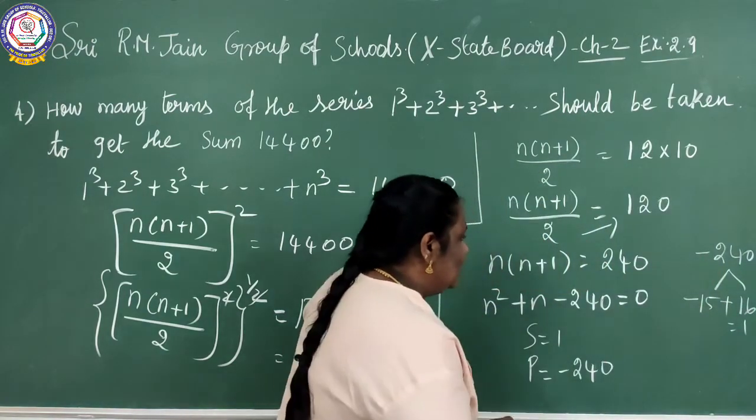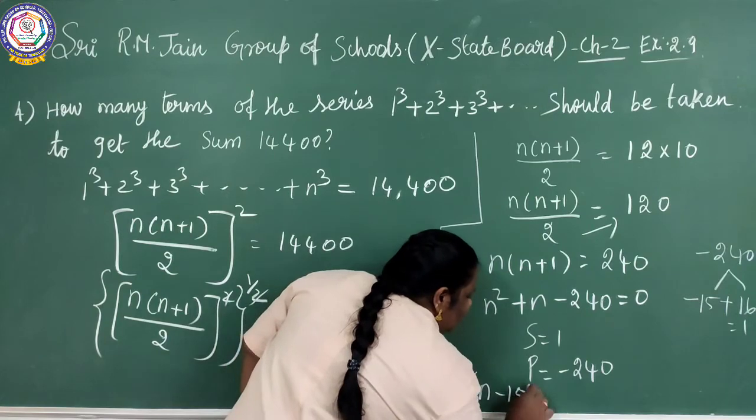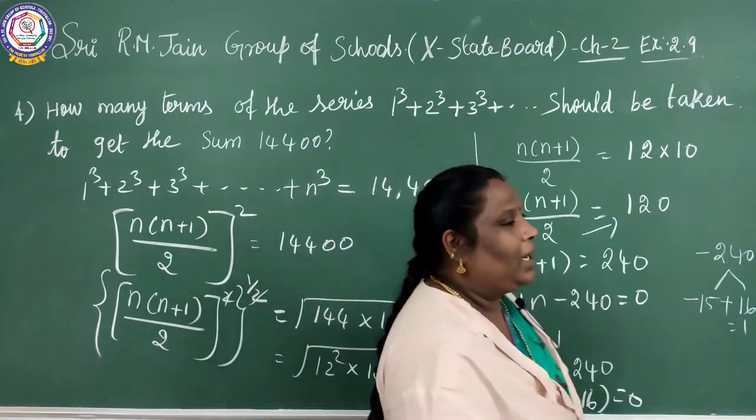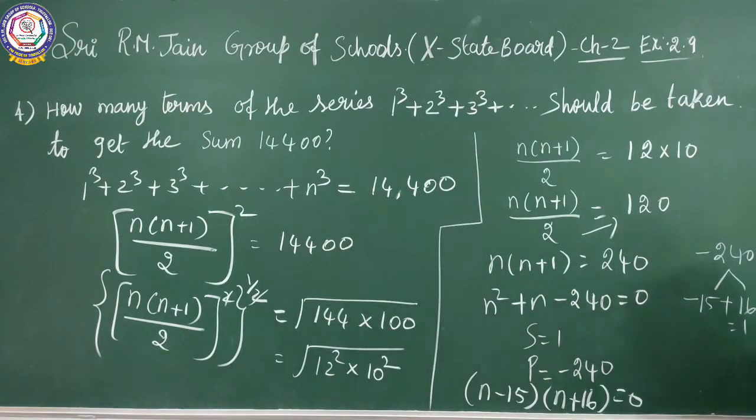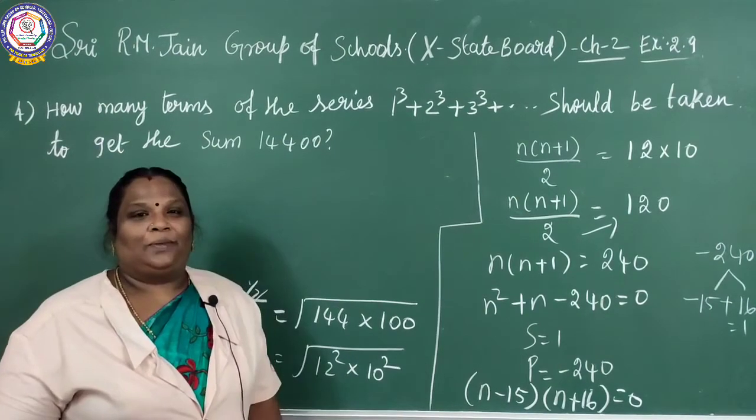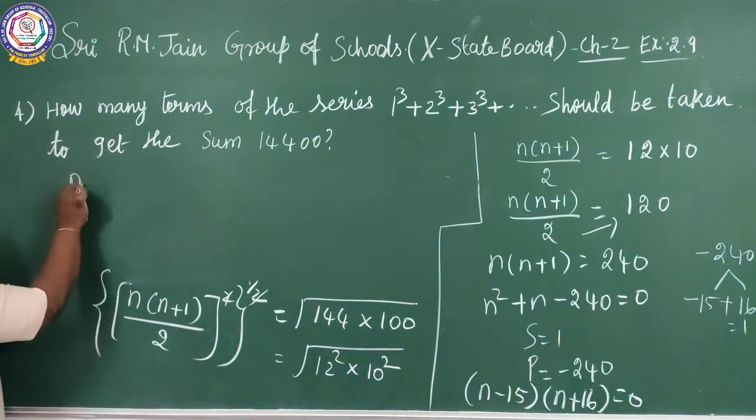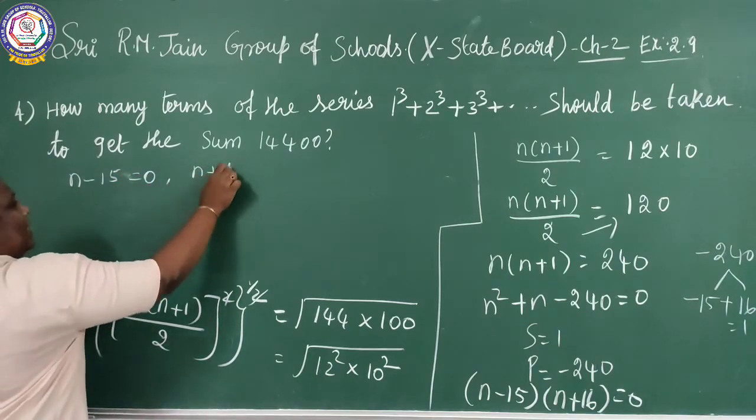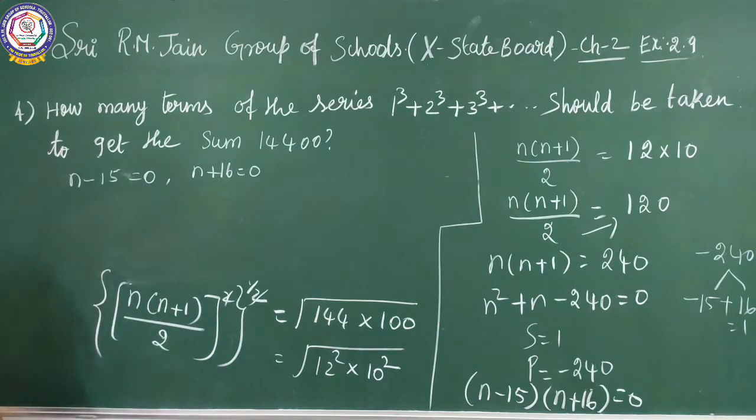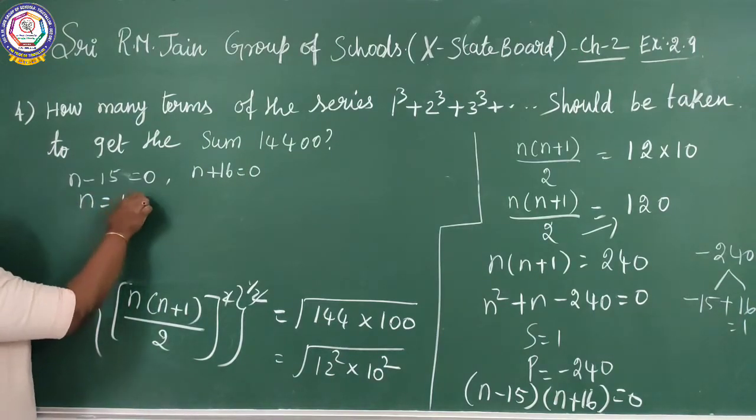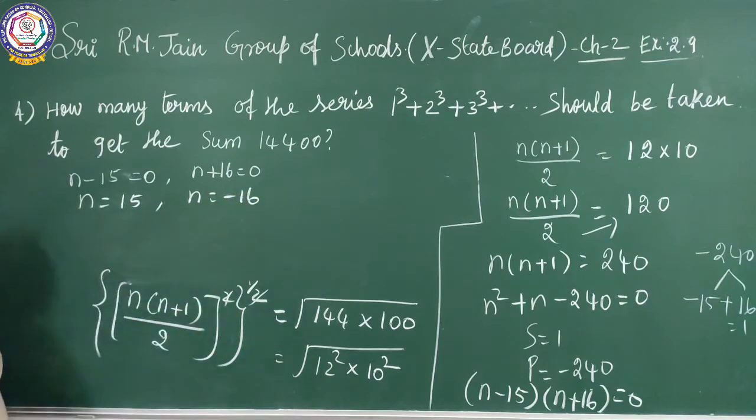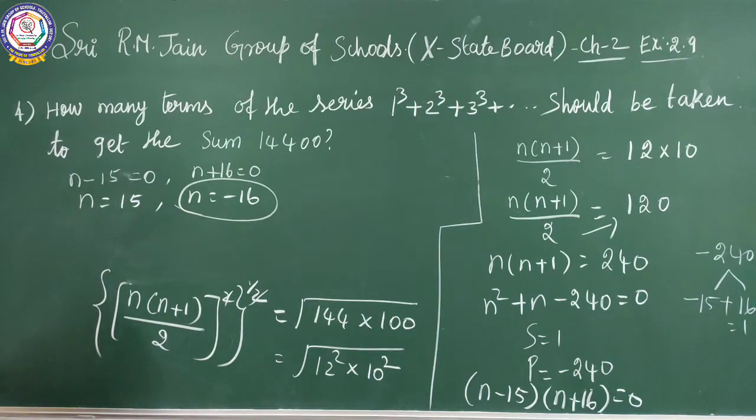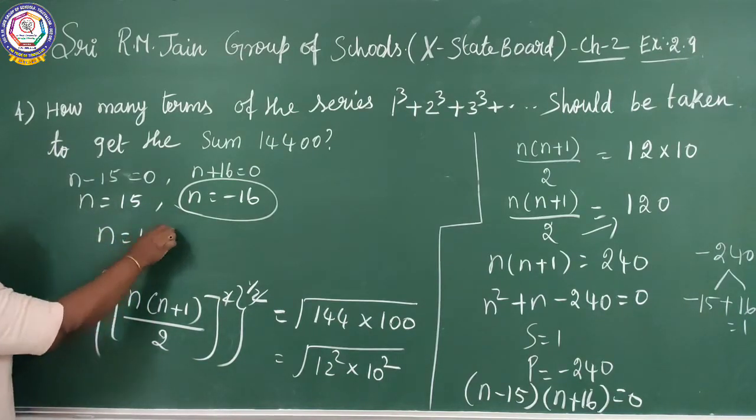So what is the final answer? See here, n minus 15 into n plus 16 equals 0. n minus 15 equals 0, n plus 16 equals 0. So what is the value of n? n equals 15 or n equals minus 16. It is a natural number, so n cannot take a negative value. So n equals 15.